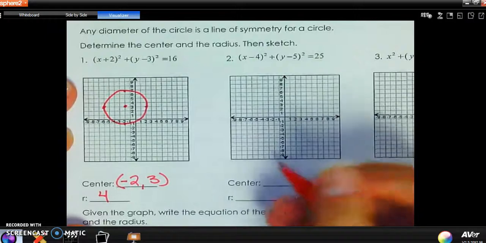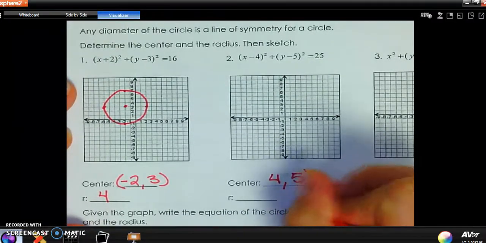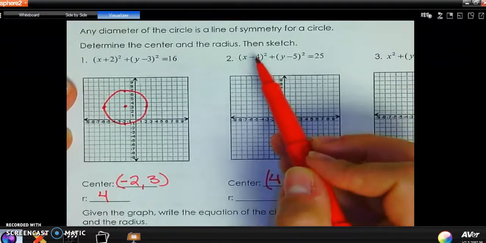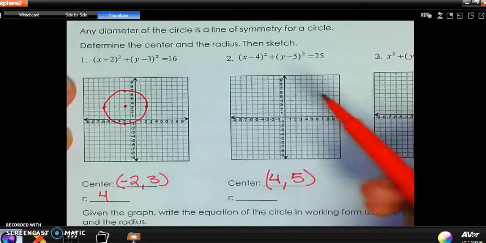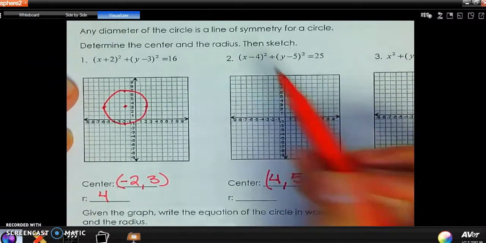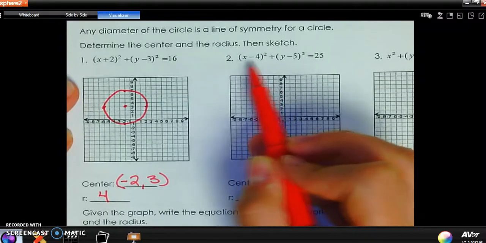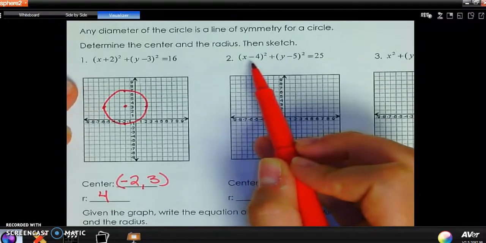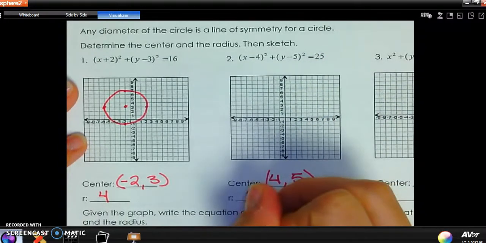And again, we're going to do the opposite. So we're going to have a center at (4, 5). And keep in mind, sometimes to be tricky, they'll put the y term first and the x one behind it. So don't let that fool you. Remember, the x coordinate of your center always comes from the x term, the opposite of the number with the x. And again, we take the square root of that 25 to give us a 5.